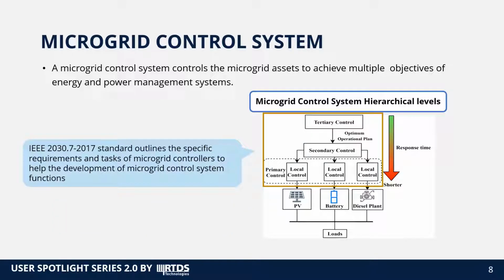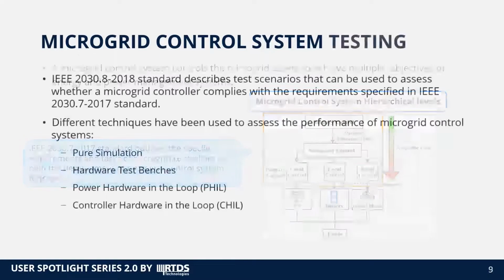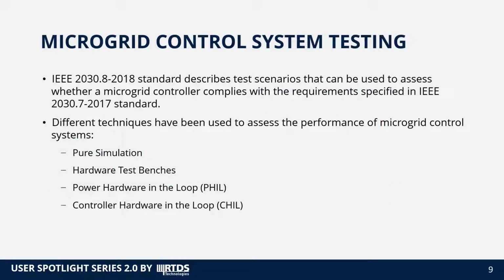IEEE Standard 2030.7-2017 outlines the specific requirements and tasks of microgrid controllers to help the development of microgrid control system functions. The accompanying standard, IEEE 2030.8-2018, describes methods and test scenarios for verifying the conformity of microgrid controllers with IEEE Standard 2030.7. The possible test methods include purely simulation-based testing, testing using hardware test benches, power hardware in the loop testing, and control hardware in the loop testing.